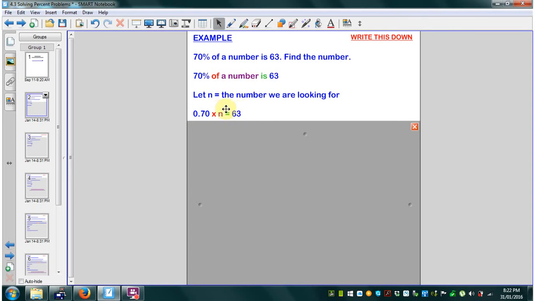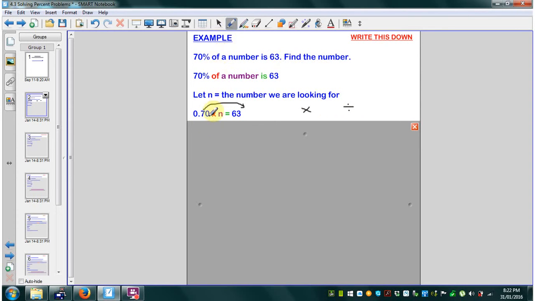So how can we change this to get n by itself? Well, we can take this 0.70 and move it over to the other side. But how do we move it over to the other side? Well, right now we're multiplying 0.70 by n. So whenever you move something over to the other side, you do the opposite operation. So what's the opposite of multiplication? The opposite of multiplication is divide.